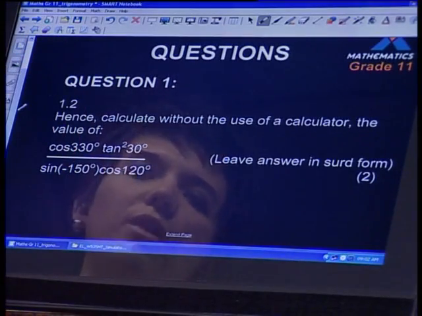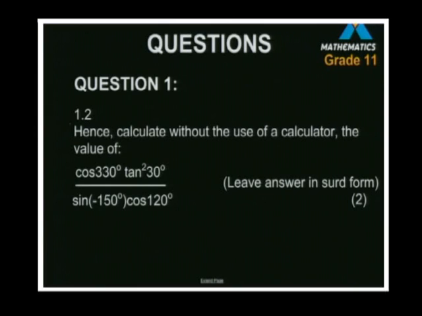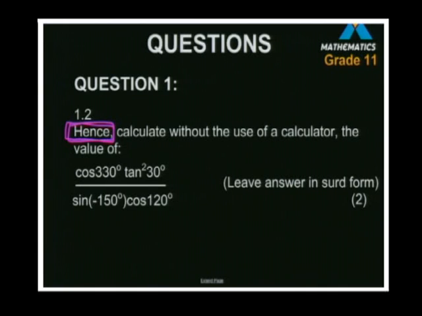Right, question number 1.2. Hence. What does that mean? Hence. I know a lot of you freak out when you see that word hence. Please just relax. Hence means use the answer of your previous sum to do the sum that they want you to do now. So they say here, calculate without the use of a calculator the value of cos 330 tan squared 30. Then they give a negative angle and 120.